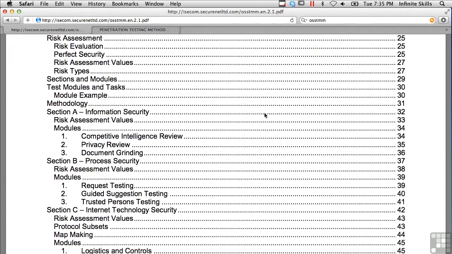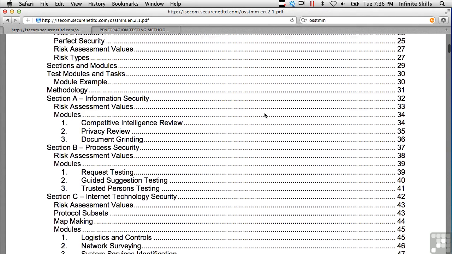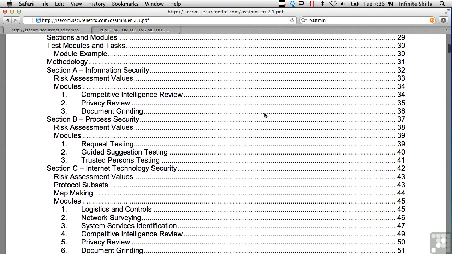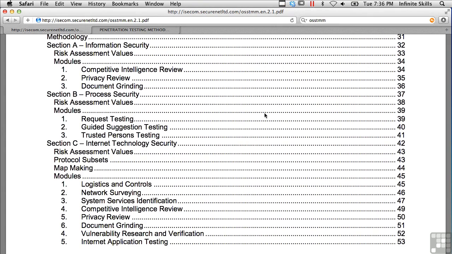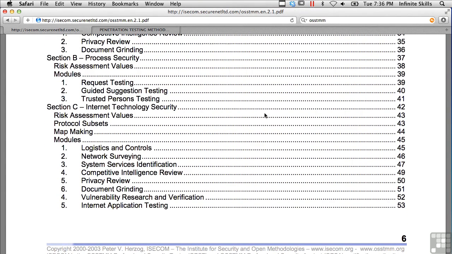Section A is information security, and they talk about doing a competitive intelligence review and a privacy review and document grinding. Document grinding is getting architecture documents and policies and procedures and any sort of documentation that you can get from your client or your target, and just digging through it to see what you can find and what you can learn. Section B is about process security. It talks about risk assessment values, and they talk about request testing, guided suggestion testing and trusted persons testing, and those are three different types of testing that they have guidance around.